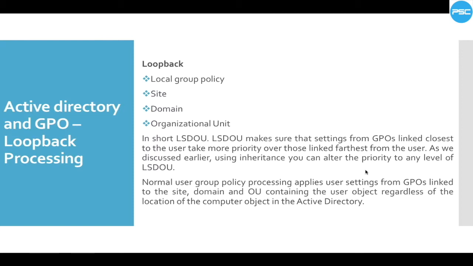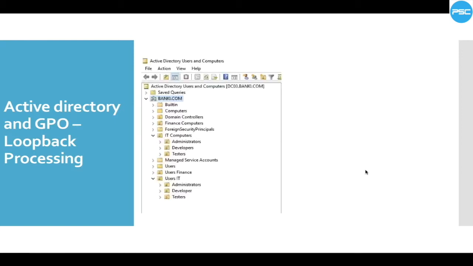Normal user group policy processing applies user settings from GPOs linked to the site, domain, and organizational unit containing the user object, regardless of the location of the computer object in Active Directory. To illustrate properly, we'll use the following example.